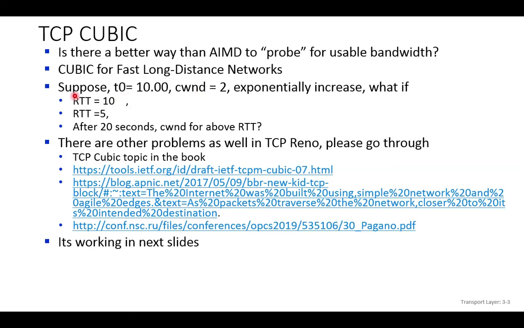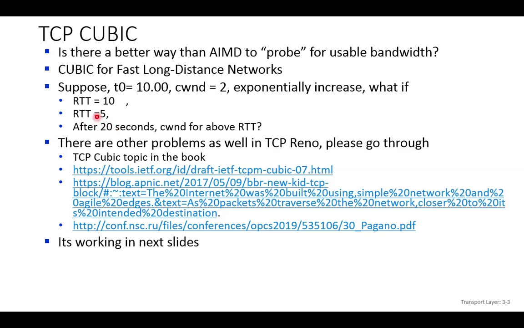So if the RTT is equal to 10, then after 20 seconds the congestion window will become 8. Why? Because after 10 seconds we get an acknowledgement and the congestion window increases to 4. After the next 10 seconds, we receive a second acknowledgement, and the congestion window increases to 8. For the first RTT it is increased to 4, and in the next RTT to 8. If the RTT is equal to 5, what will be the congestion window after 20 seconds?